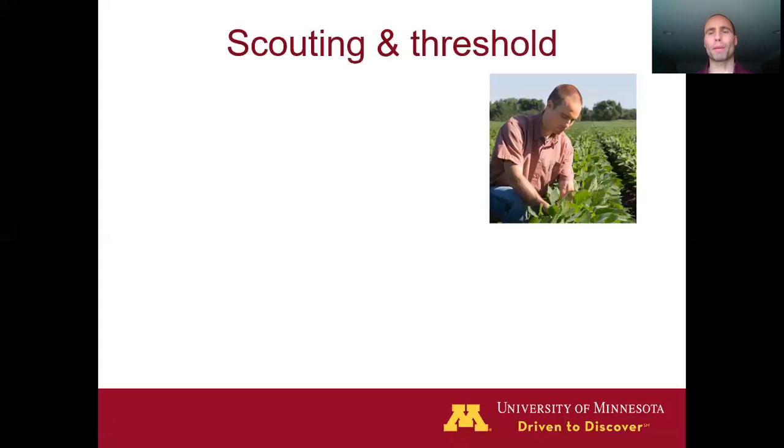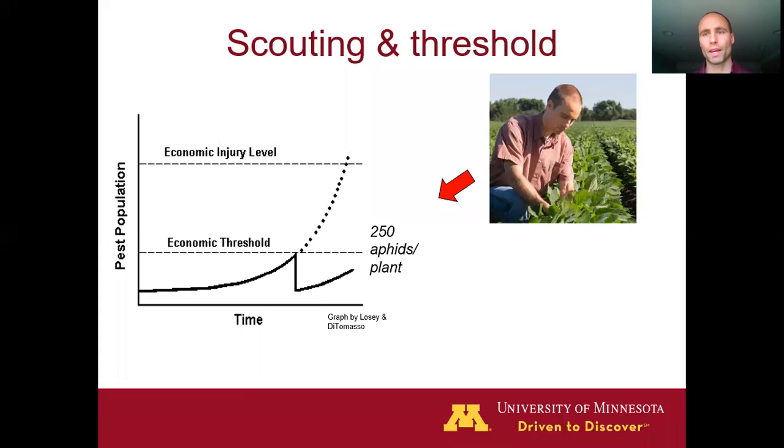aphid. We recommend getting into soybean fields and estimating the abundance or the number of aphids on multiple plants spread throughout that field. And then based on that average number of aphids per plant, we make a decision if we should treat that field or not. And that critical density, the economic threshold for soybean aphid, is 250 aphids per plant.